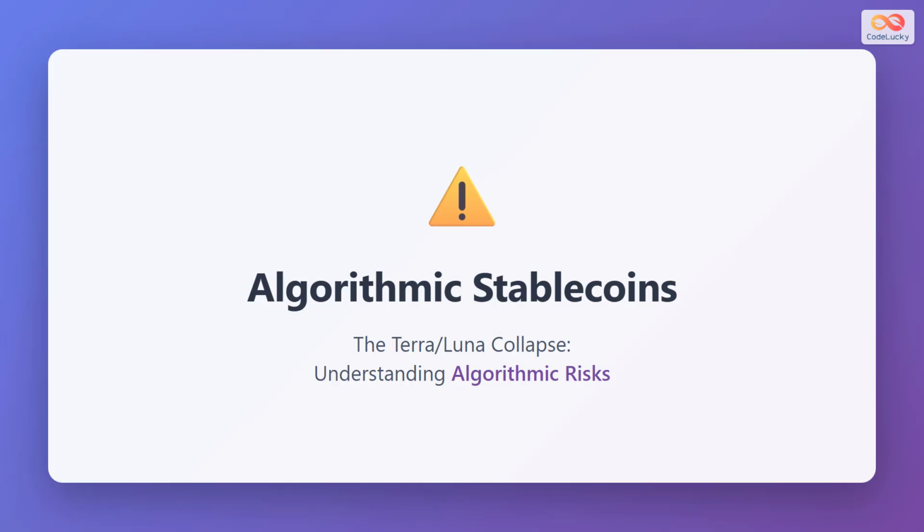Today, we're going to examine one of the most significant failures in cryptocurrency history, the Terra Luna collapse. This case study will help us understand what algorithmic stablecoins are, how they work, and most importantly, what risks they carry. By studying this collapse, we can learn valuable lessons about cryptocurrency investing and the importance of understanding the mechanisms behind the assets we hold.